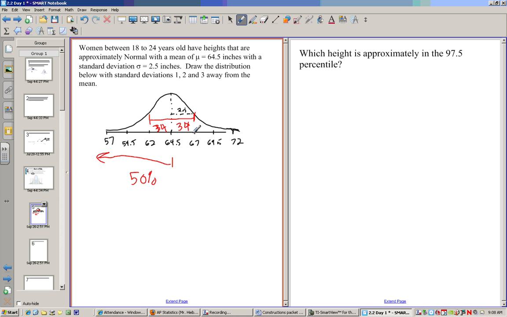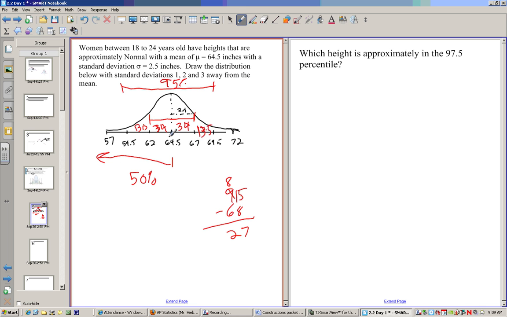Now, how much is in this chunk? Well, we know that 95% of the data is here. And if I take 95 minus 68, I'm going to get 27. Divide that by 2, and 13.5% of the data is on each of these sides. All right. So if I add all of these up, I should get to 95%.